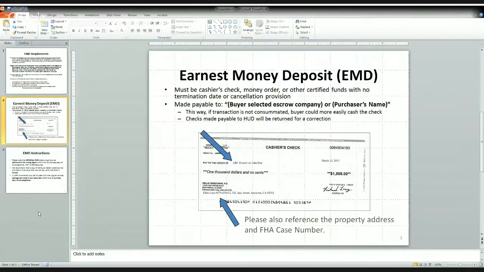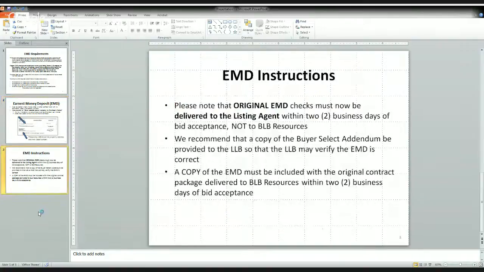Now, once the earnest money deposit is completed, you're going to want to make a copy of the check. A copy of the check is submitted to BLB along with the buyer-signed contract. That entire package gets sent to BLB, and BLB gets HUD signatures and sends it back to all parties. Now, the original earnest money deposit, the original cashier's check, is delivered to the listing agent within 2 business days of bid acceptance. Once you get a bid accepted on a HUD property, you're going to receive an email from the local listing broker, and it'll have a copy of all these instructions in here.